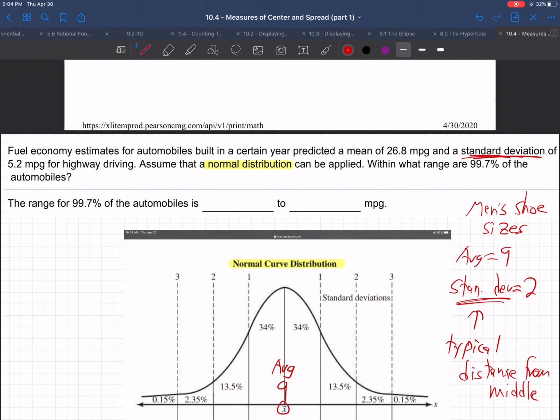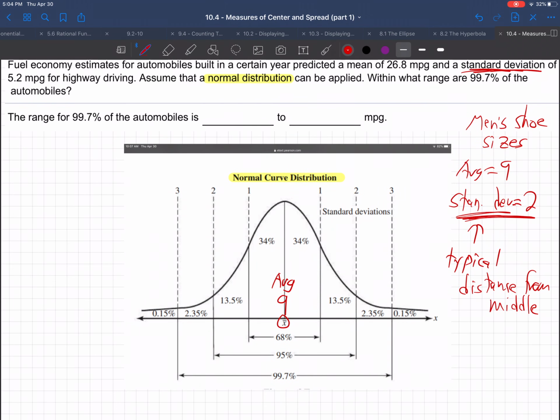Well, if the standard deviation is 2, that would mean that the typical man is off of the middle, off of the average, away from 9 by 2. He's either higher or lower, bigger feet or smaller feet, by 2 on average. That doesn't mean every person is 2 away from the middle. That's the typical distance from the middle, the standard deviation. It's not the exact deviation of any person. It's for all people, the average distance from the middle.